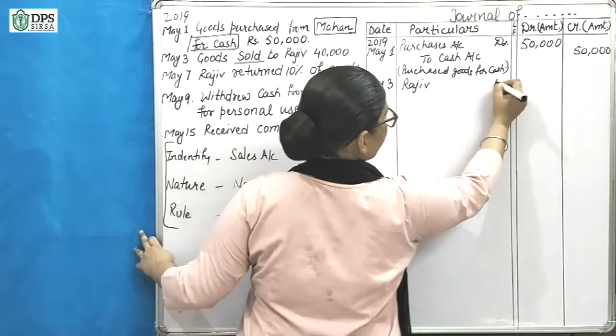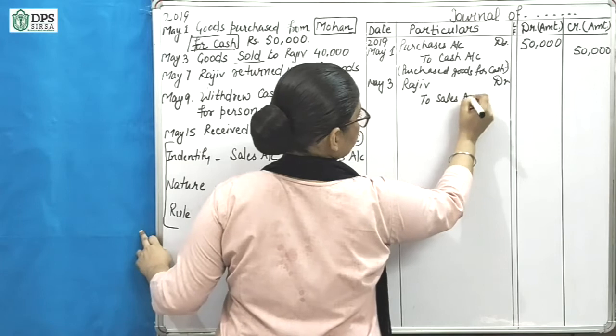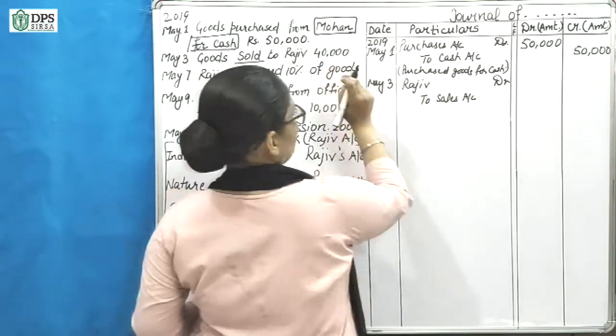So the next entry will be Rajiv debit, to sales account, and the amount is 40,000.